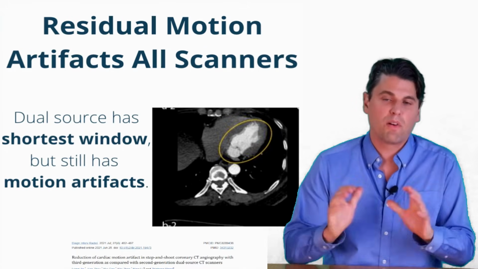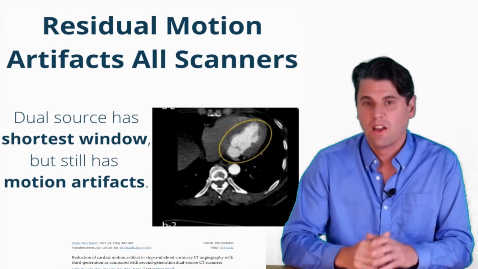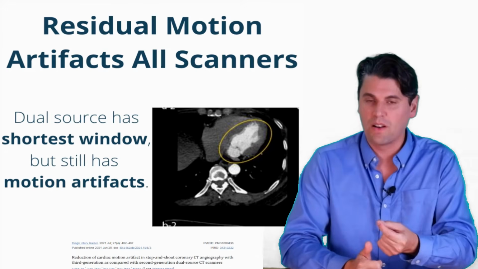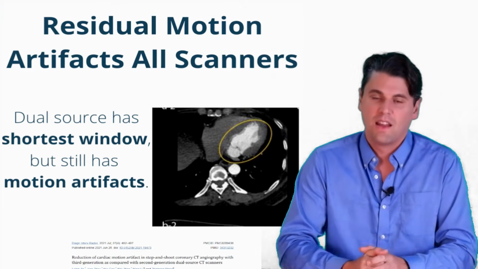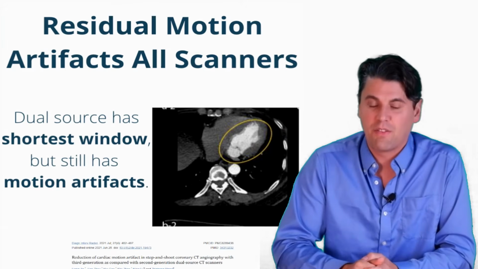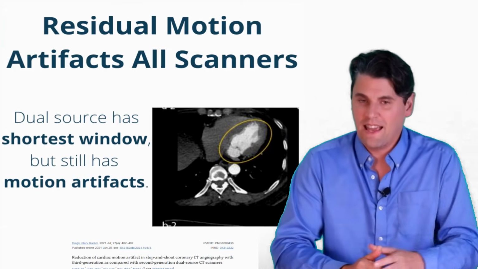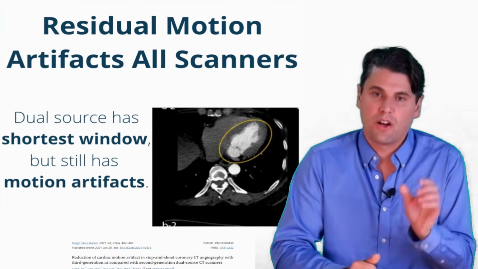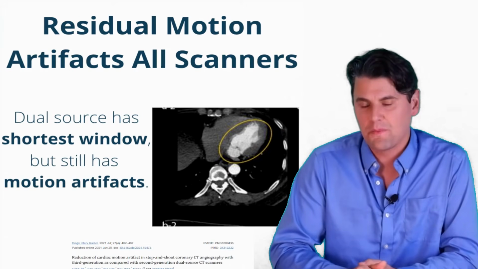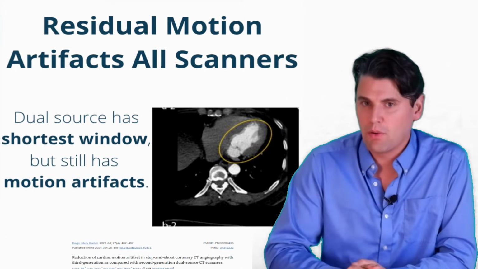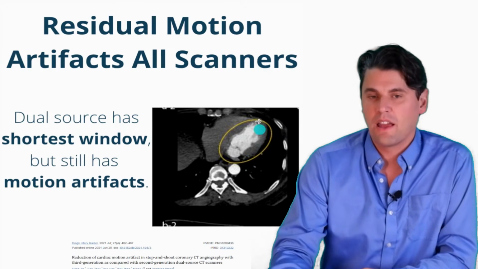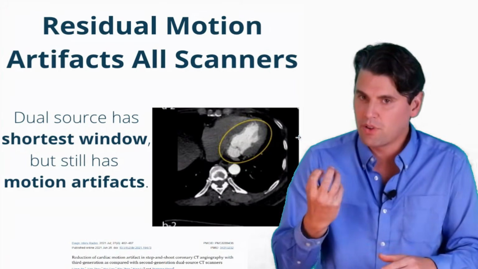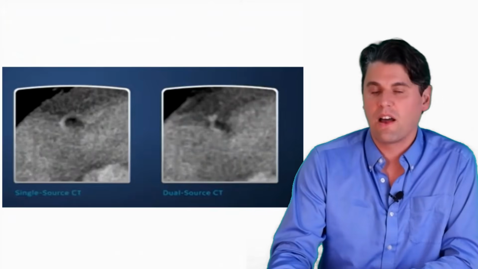So like we talked about, the temporal resolution of a single source scanner, you're going to be able to say is approximately the rotation time for one time around divided by 2. Then you can kind of heuristically do that again for a dual source scanner and divide that again by a factor of 2. But even though the dual source scanner does have the shortest temporal window to take the acquisition, there are still residual motion artifacts. You can see that here if you look at the left ventricle. Actually, you can see there are significant residual motion artifacts during the acquisition itself.